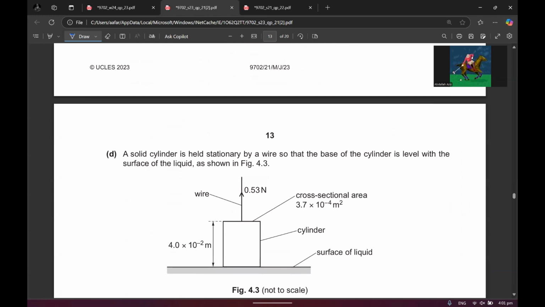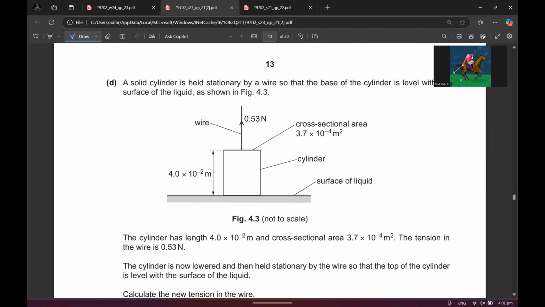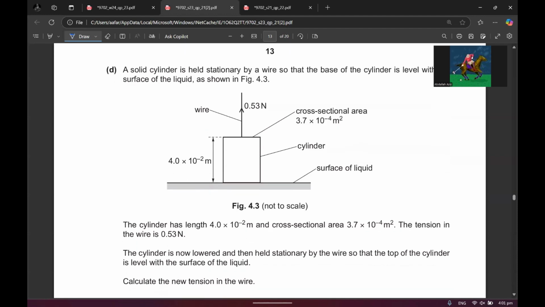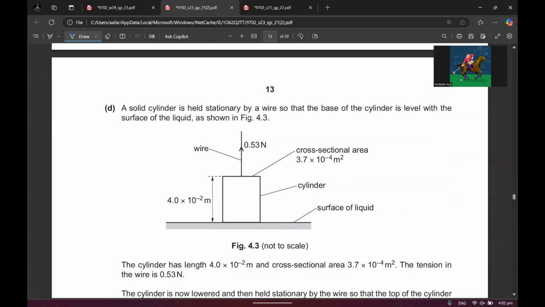A solid cylinder is held stationary by a wire so that the base of the cylinder is level with the surface of the liquid. The cylinder has length 4 times 10 to the power negative 2 meter and a given cross-sectional area. The tension in the wire is 0.53 newton, and the cylinder is now lowered and then held stationary by the wire, so the top of the cylinder is level with the surface of the liquid. Calculate the new tension in the wire.